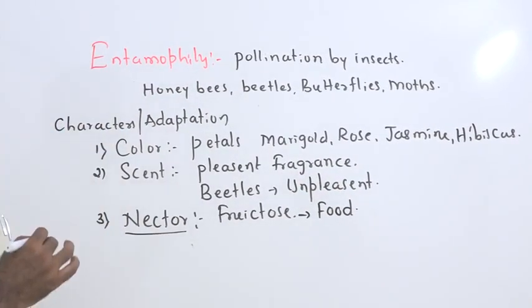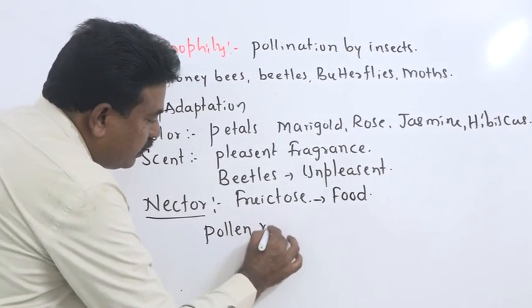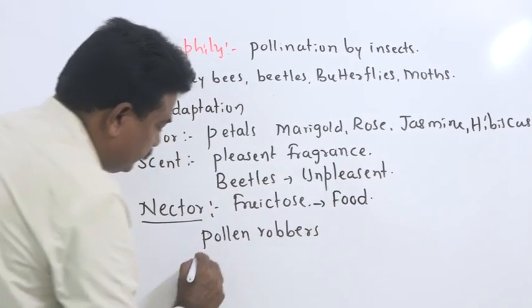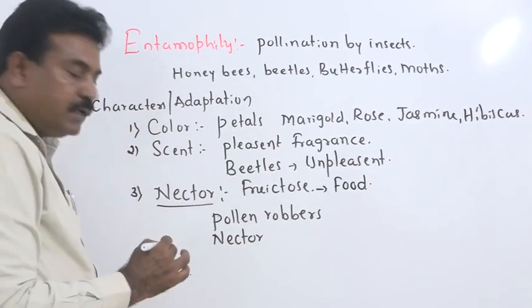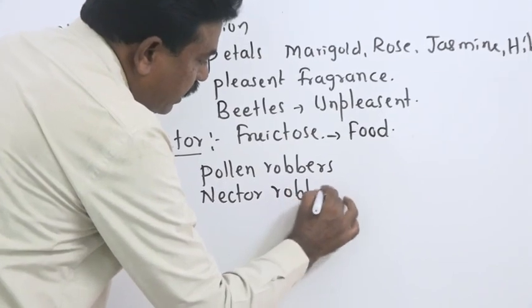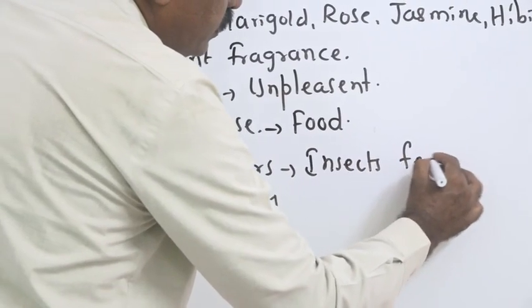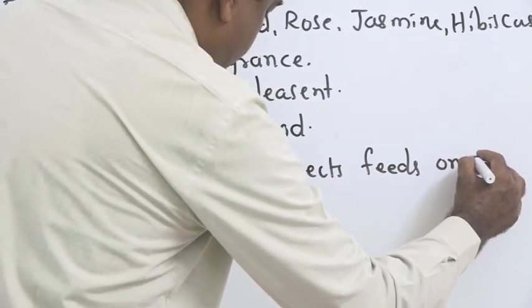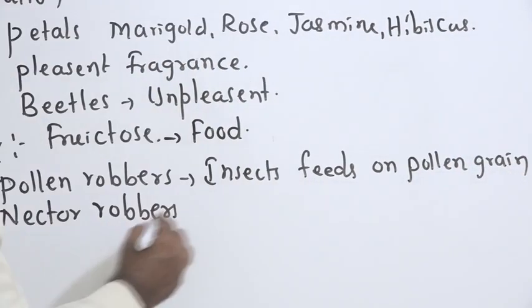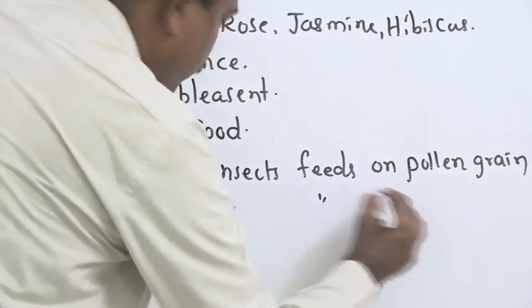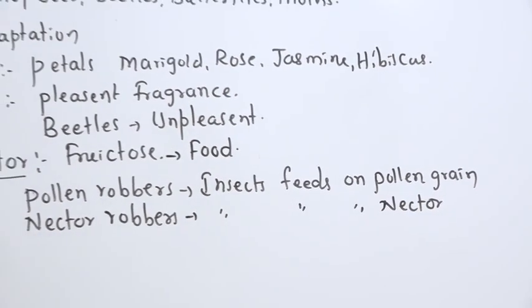Therefore, there are certain groups of insects that feed on pollen grain. They are called pollen robbers. Like that, another group of insects feed on nectar. We call them nectar robbers.